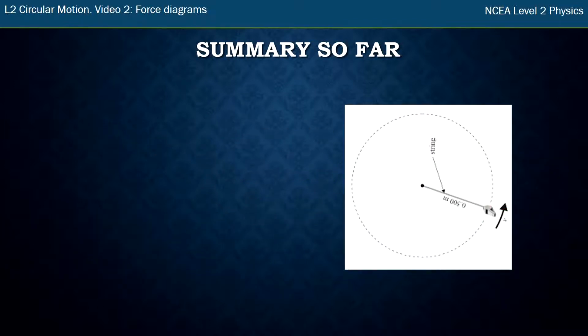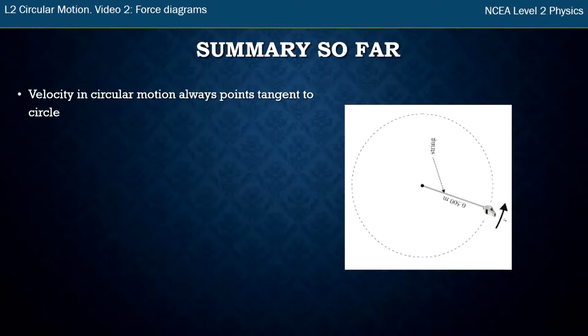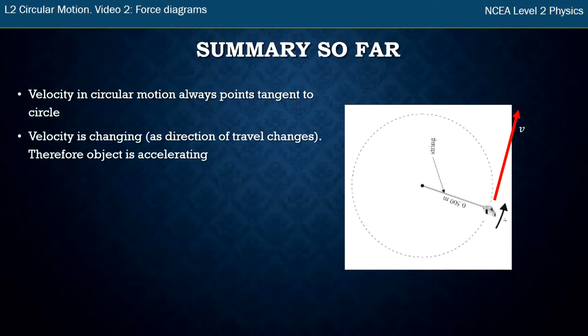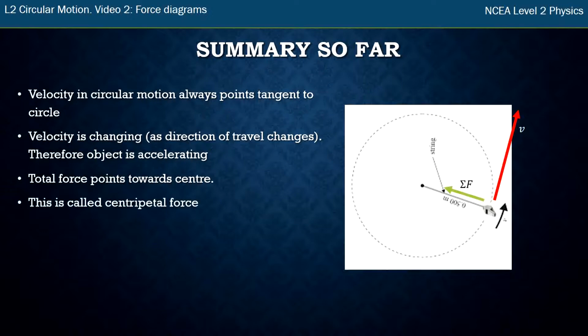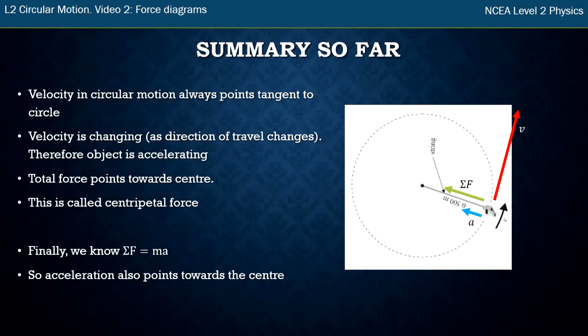So what have we got so far in the first two videos? We've got velocity in circular motion always points tangent at the point. The velocity is changing because the direction changes as it goes around a circle, therefore the object's accelerating. The total force we just worked out points towards the center. This is called the centripetal force. I'll often label it just as the total force. And we also know that total force equals mass times acceleration, Newton's second law. Therefore, if the total force points towards the center, the acceleration also has to point towards the center.